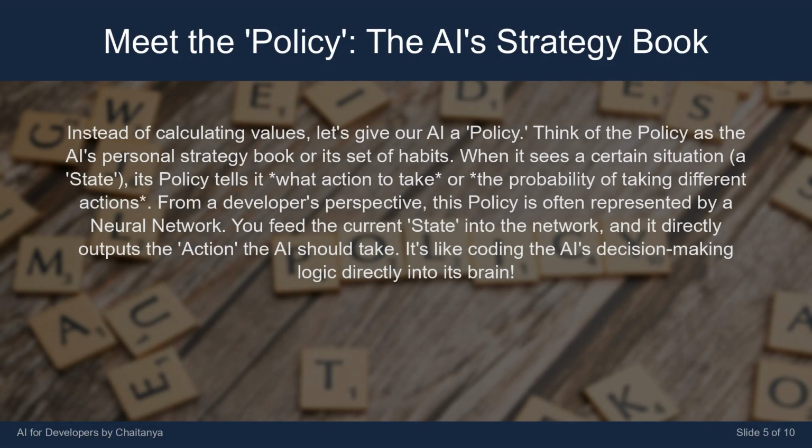Instead of calculating values, let's give our AI a policy. Think of the policy as the AI's personal strategy book or its set of habits. When it sees a certain situation, a state, its policy tells it what action to take, or the probability of taking different actions. From a developer's perspective, this policy is often represented by a neural network. You feed the current state into the network, and it directly outputs the action the AI should take. It's like coding the AI's decision-making logic directly into its brain.